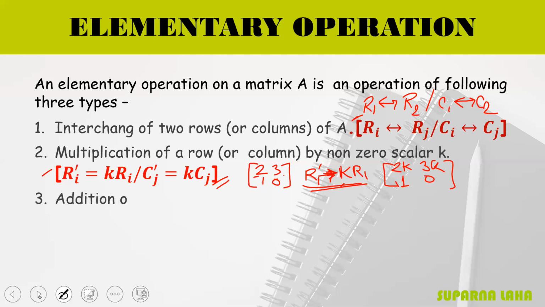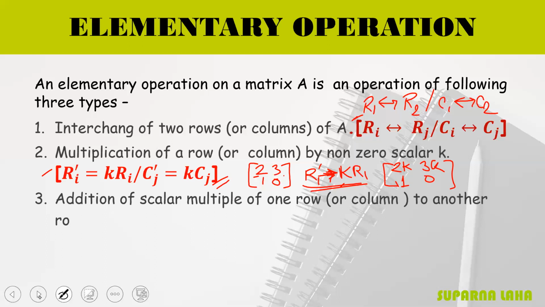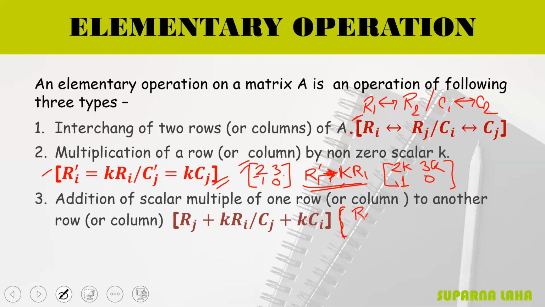And the third one is addition of a scalar multiple of one row or column to another row or column. And this is the mathematical representation of this third type. So let's understand this one also with an example. Take the same example, 2 3 1 0, this matrix, and I am applying this operation rj plus k ri. So r2 plus k r1, apply it.